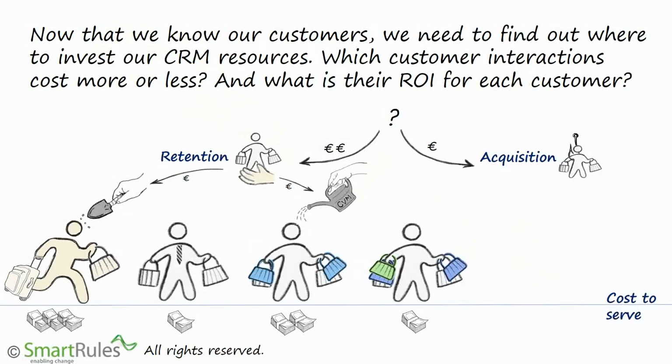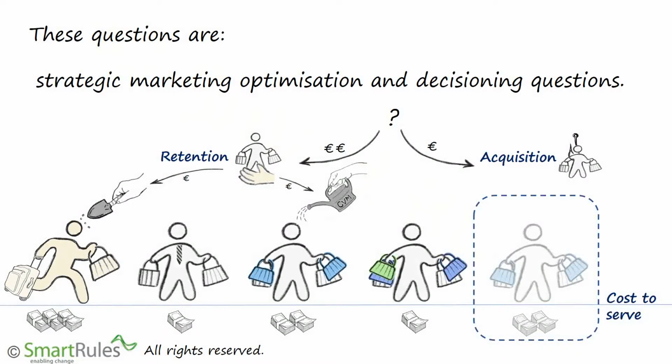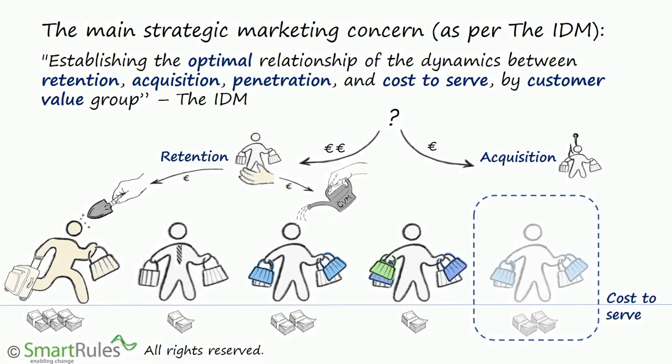How much should we invest in retention, and how much in acquisition? What is the quality or value of the customers that can be acquired? These questions are strategic marketing, optimization, and decisioning questions. The problem behind these questions is the main strategic marketing concern. According to the IDM, this concern is establishing the optimal relationship of dynamics between retention, acquisition, penetration, and cost to serve by customer value group.